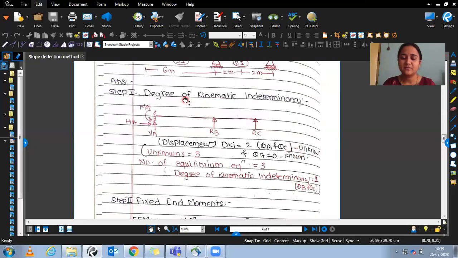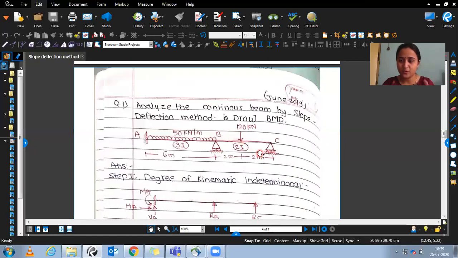Step 1 is finding out the degree of kinematic indeterminacy. Before actually starting, just consider that because of this fixed end there will be 3 unknowns present: the moment at A, then the horizontal reaction and the vertical reaction at support A. Then because of this roller there will be only one reaction, and that is vertical in nature.